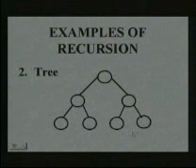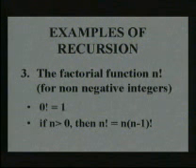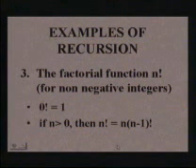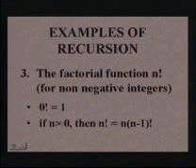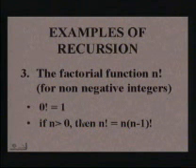Let's go to the third example, the factorial problem. Now, factorial is a very good example to understand what recursion is. Take the example of factorial of 5. Factorial of 5 can be defined through factorial of 4. Factorial of 4 can be defined through factorial of 3, and so on.